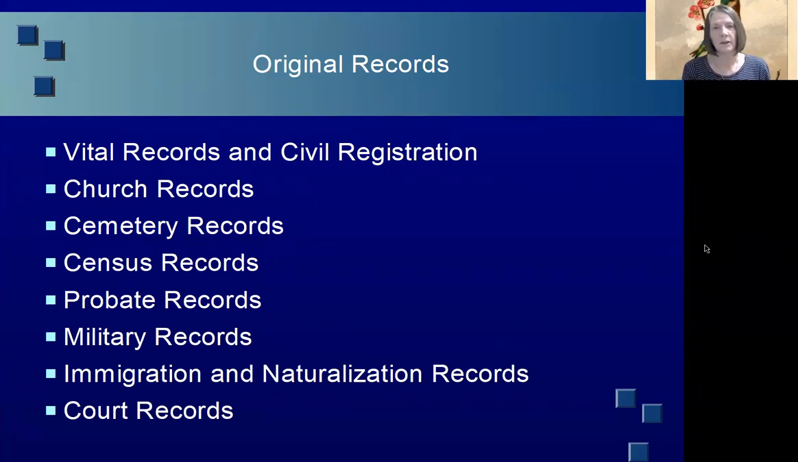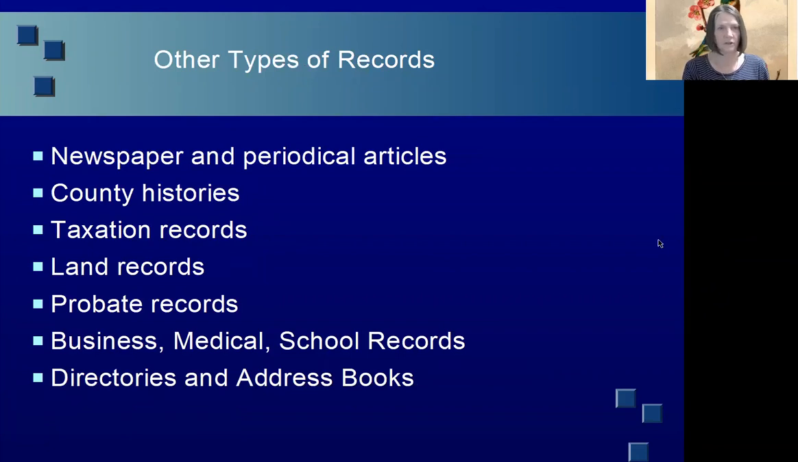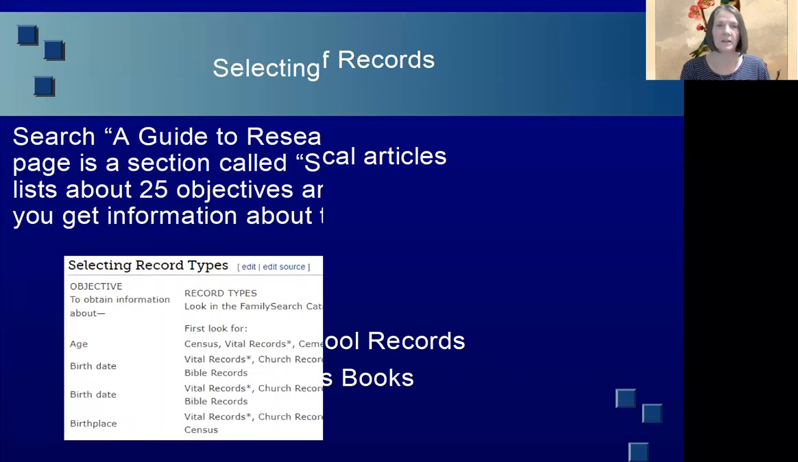Now there's a lot of other records besides that, such as newspapers, county histories, taxation, land, probate records, business, medical, school records. You see how many records there are: directories and address books. There's a kind of record that's sort of a compiled record, but it's also a family book that you can look at in Germany, for example, called Ortsfamilienbücher, which you wouldn't normally think of when you think of these kinds of things, but there's so many records.